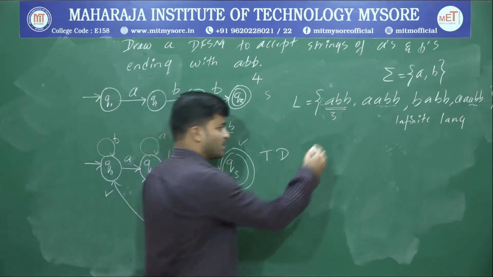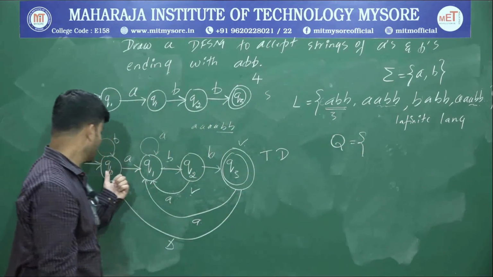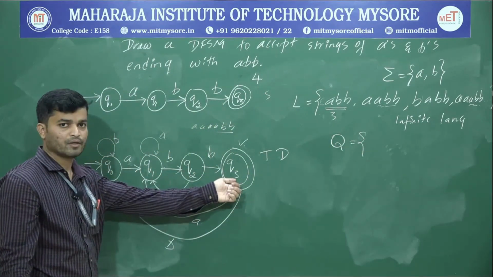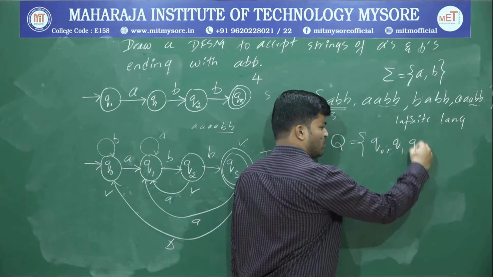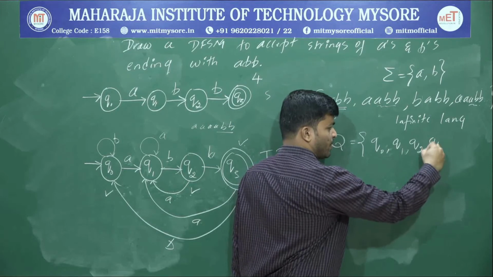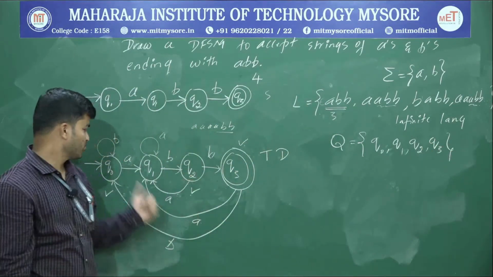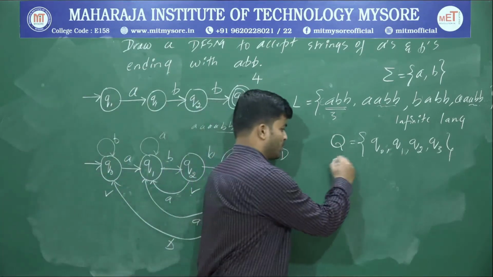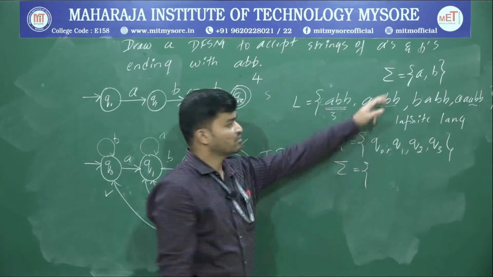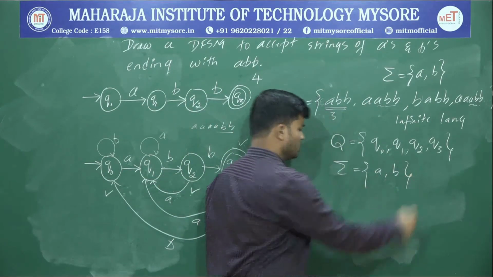What's the first tuple? The first tuple is Q. From the given diagram, Q is Q0, Q1, Q2, Q3. So 4 states, starting from Q0 to Q3. What is sigma? Sigma is A comma B.